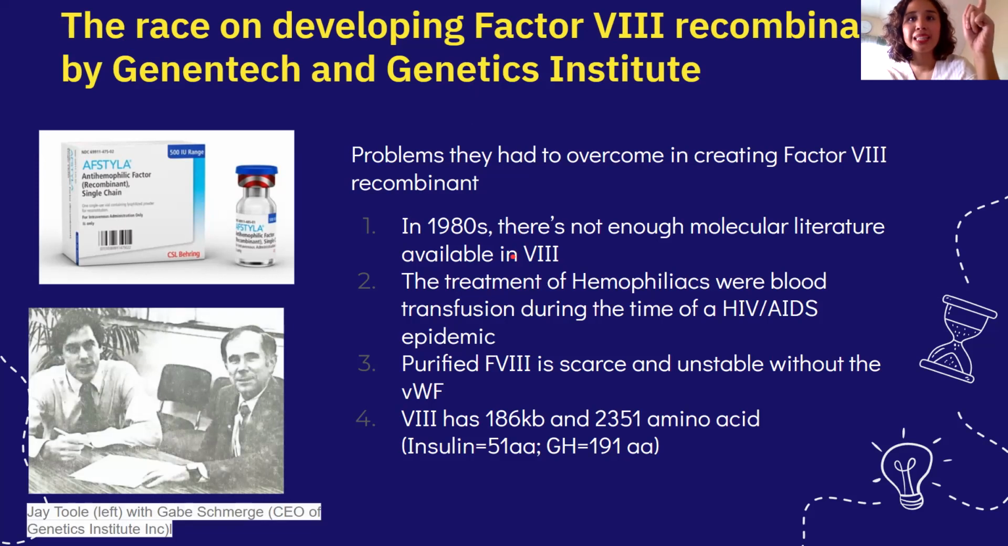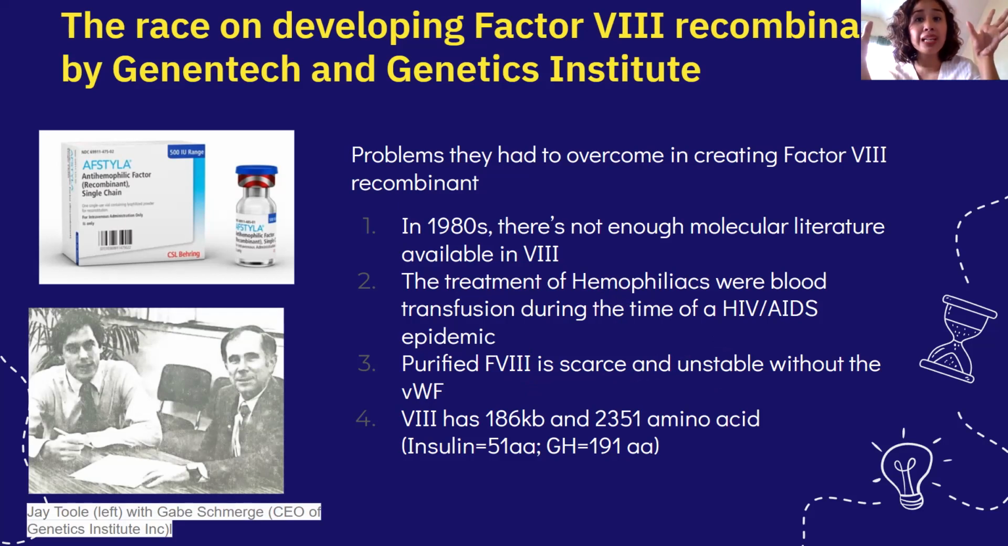So back then, 1980s, there's not enough knowledge on factor 8. Hindi ba, just a review, your factor 8 is attached to von Willebrand factor. So if you will only purify or produce factor 8 on its own, it's scarce in the body and it is unstable without the von Willebrand factor. And back then, guys, the only treatment for hemophiliacs for factor 8 was blood transfusion.